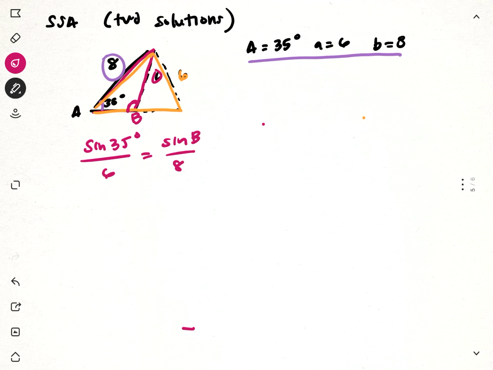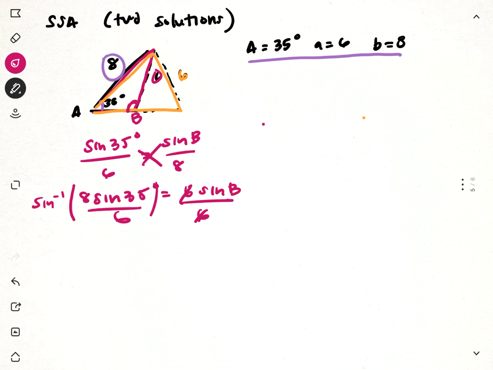So let's start solving this a little bit. We're going to cross multiply: 8 sine 35 is equal to 6 sine B. And we're going to divide by our 6. And then remember, we're going to take our sine inverse, because we want to have the sines cancel, and we want to find our B.